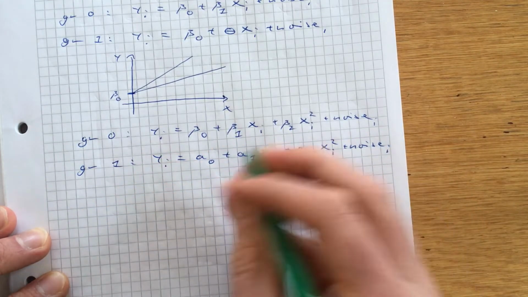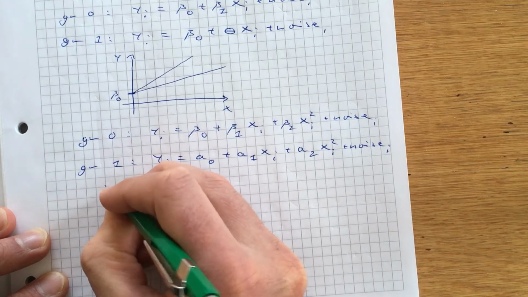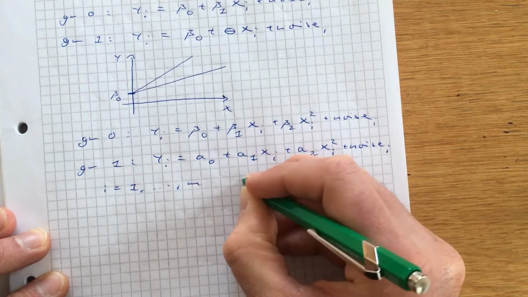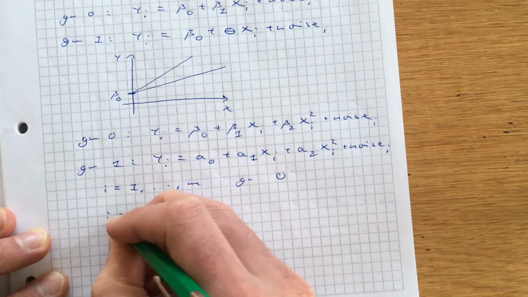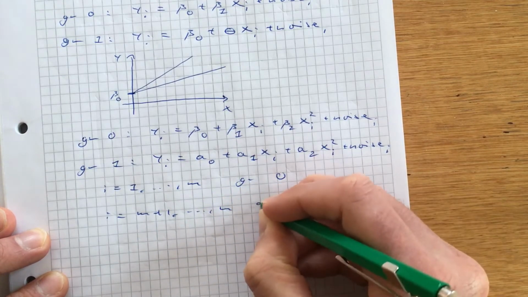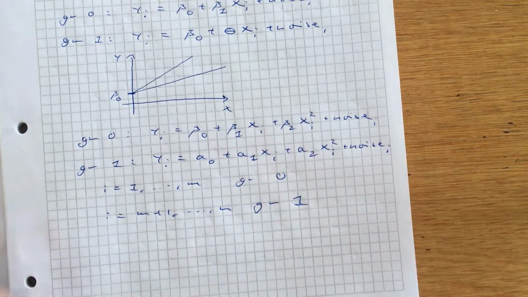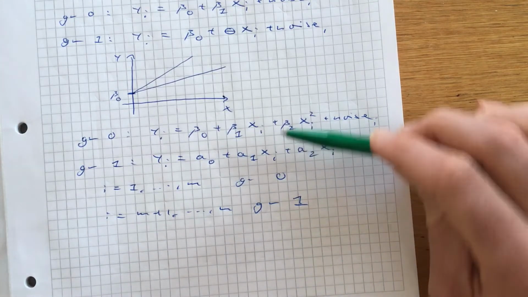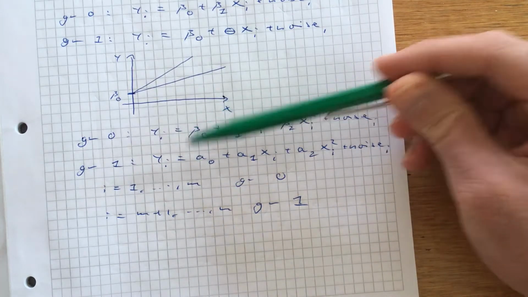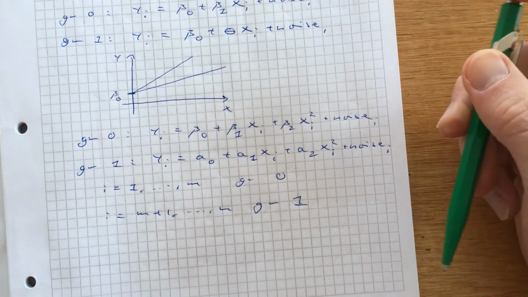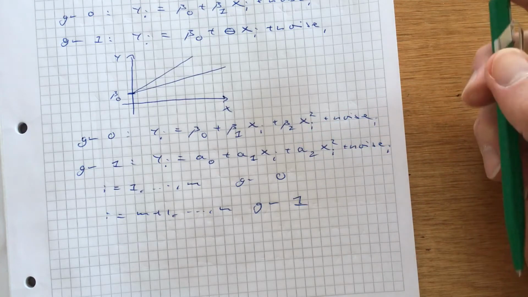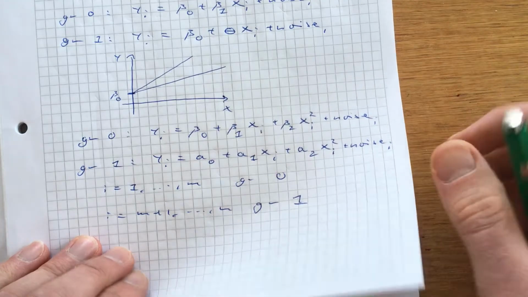Okay, so now, to make things simpler for ourselves, let's assume that i as above from 1 to m is group 0, while i from m plus 1 to n is group 1. Okay, so now we clearly have two different models for group 0 and group 1. So now I'll go to the next page.